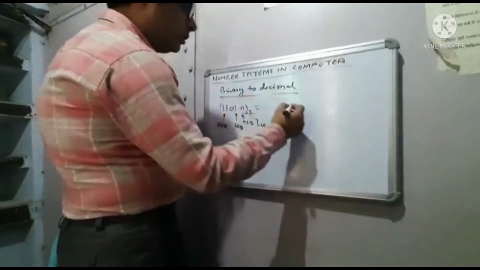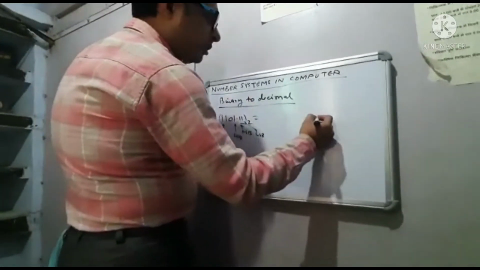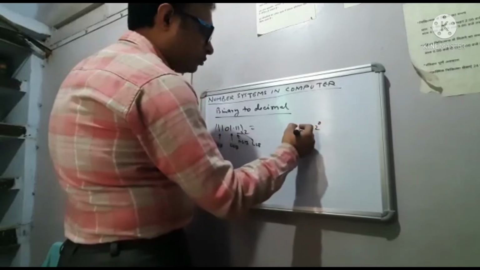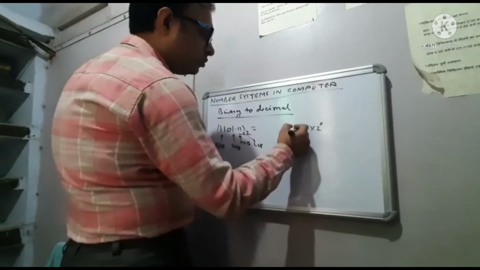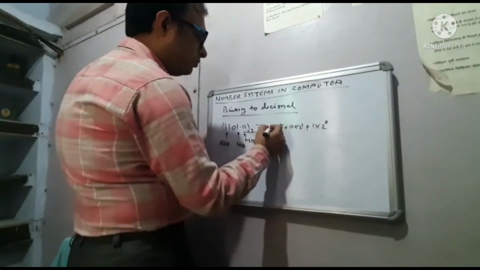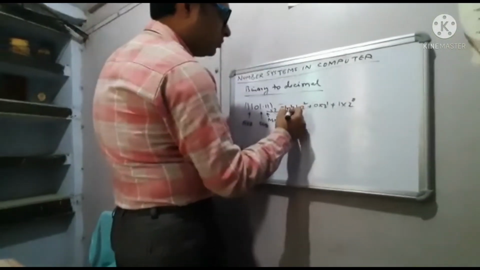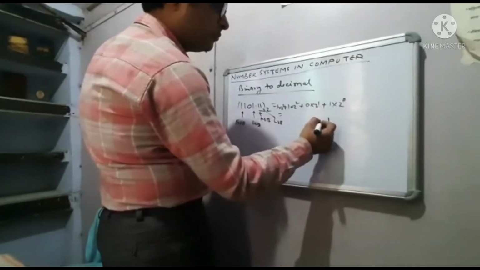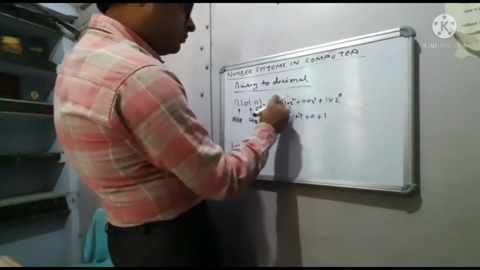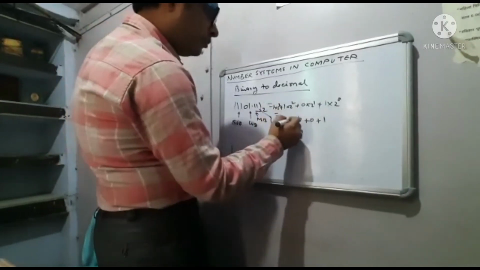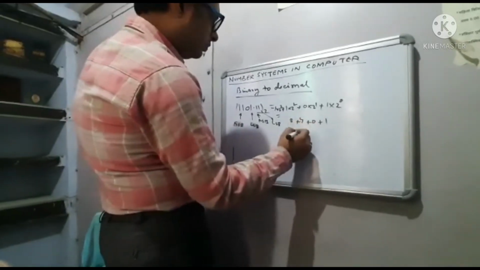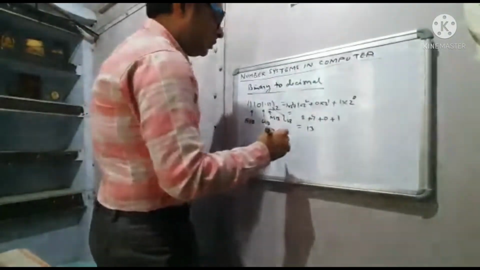We start from the least significant bit and multiply it with powers of 2, starting from 2 to the power 0, then 0 into 2 to the power 1, plus 1 into 2 to the power 2, plus 1 into 2 to the power 3, and we accumulate the sum. What is the sum? 1 plus 0 plus 4, plus 8. So the sum is 8 plus 4 is 12, 12 plus 1 is 13. So this is 13 in decimal.